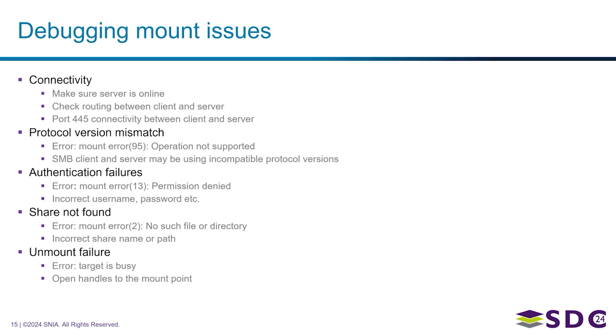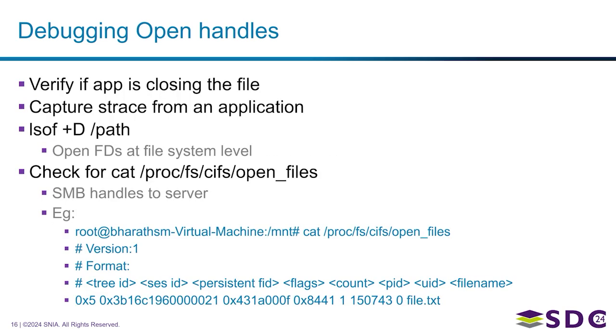And if there are any permission denied errors, it could be because of username or password errors. Then you will get no such file or directory errors for an incorrect share or path name. And for unmount errors, if there are any handles open on the client, you won't be able to unmount and you would get target busy errors. I won't go too much into this, but I've added references at the end so that you can take a look and let me know if you have any questions.